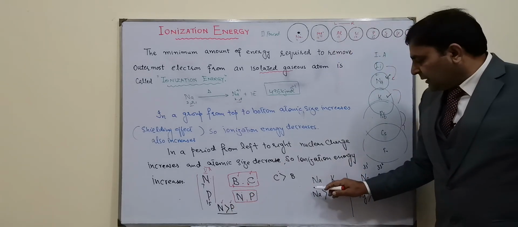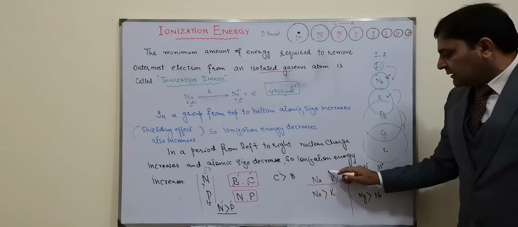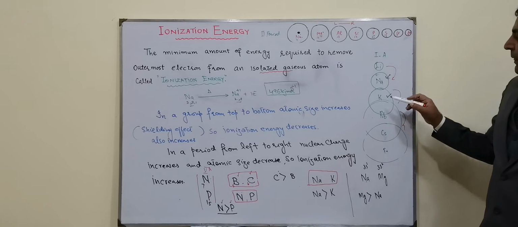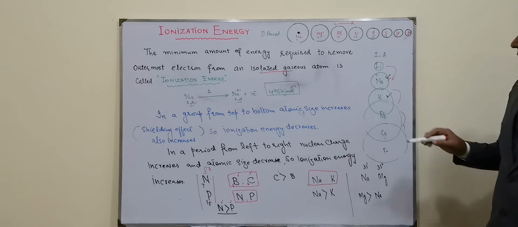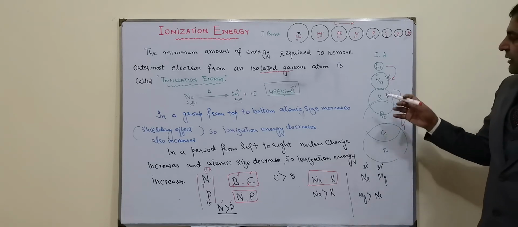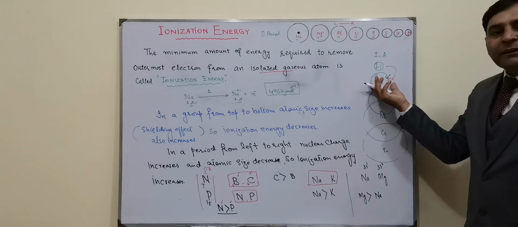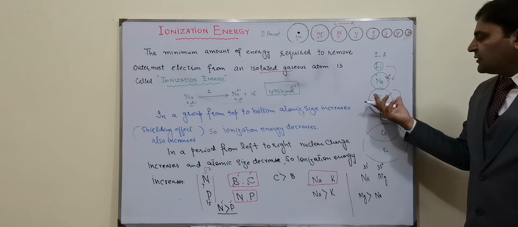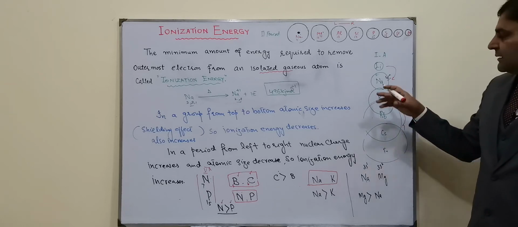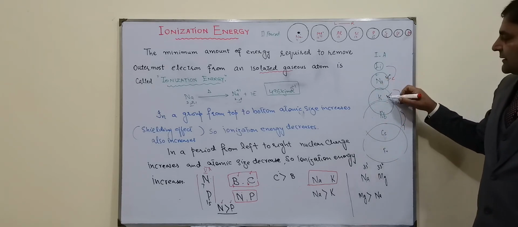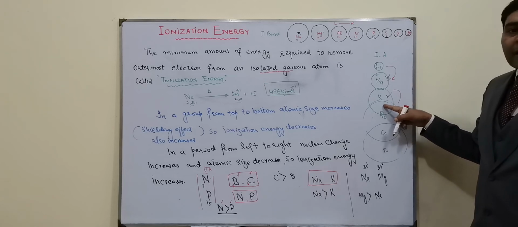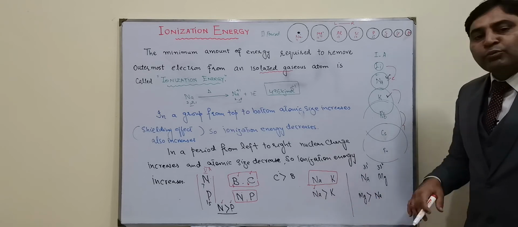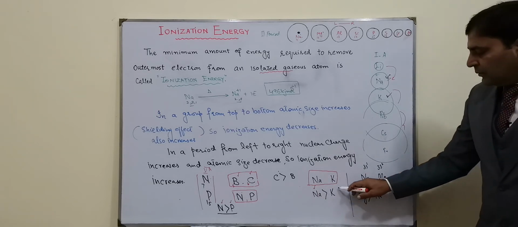Now we are to compare which has more ionization energy, either sodium or potassium. They belong to the same group. Sodium comes first and then comes potassium. You know, sodium's atomic size is smaller, so the removal of an electron is a bit difficult. But in the case of potassium, it has more shells than sodium. It means greater size and greater shielding effect that decreases the ionization energy. So we will say sodium has more ionization energy than potassium.